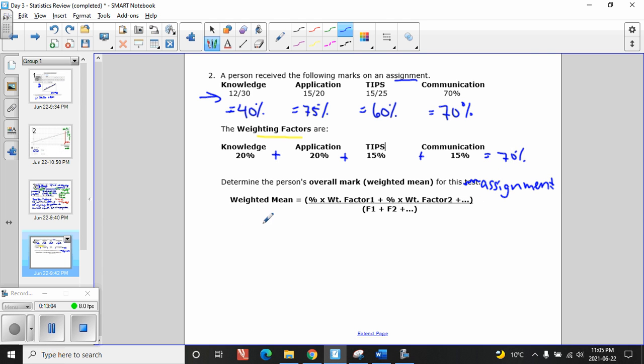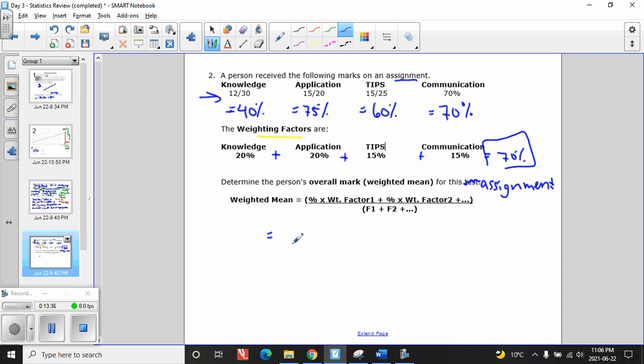All right, so for the weighted mean, we can take their mark as a percent and then multiply it by the weight factor, which also happens to be a percent this time, and then add it to the next one. Their next mark, which is the 75%, we'll multiply by its corresponding weighting factor. And then finally, after adding all those up, we divide by the total of all the weight factors, which is what I just found of 70%. So we're going to do that.